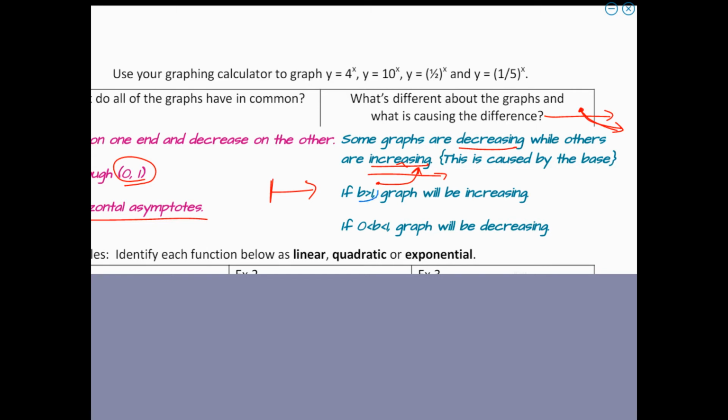The other thing that we noticed and talked about is that those that are increasing have a whole number base. Those that are decreasing have a fraction base. Their base falls between 0 and 1.